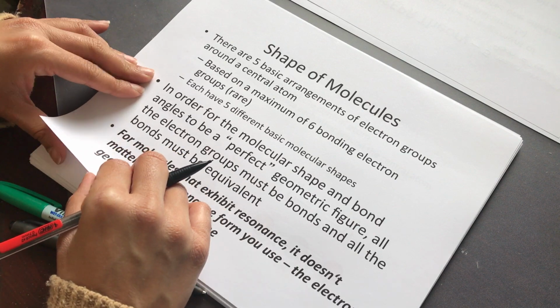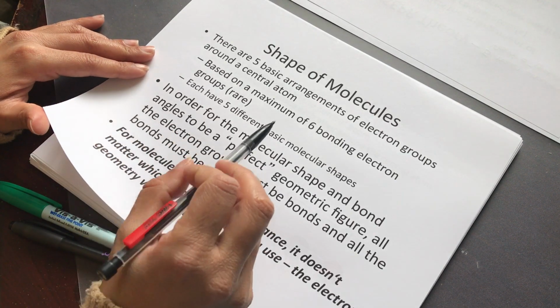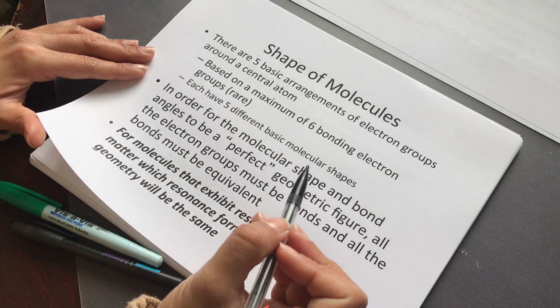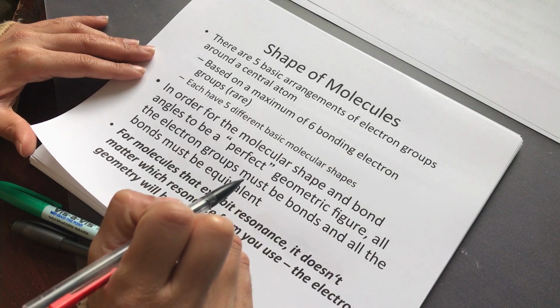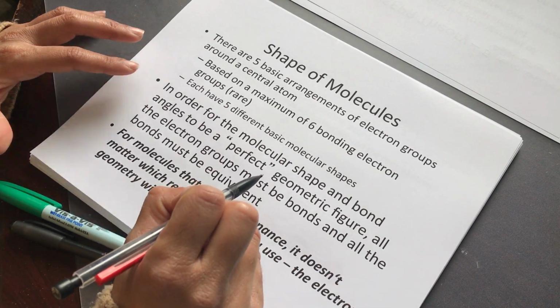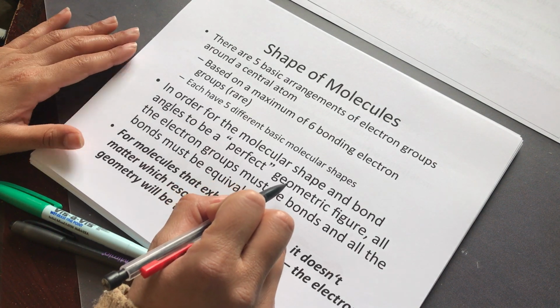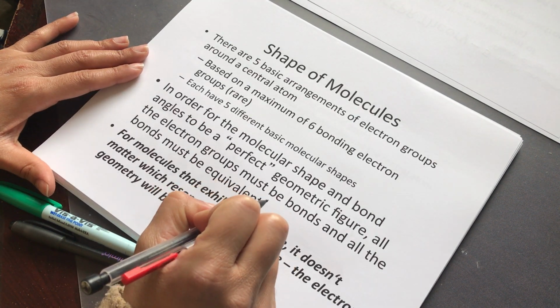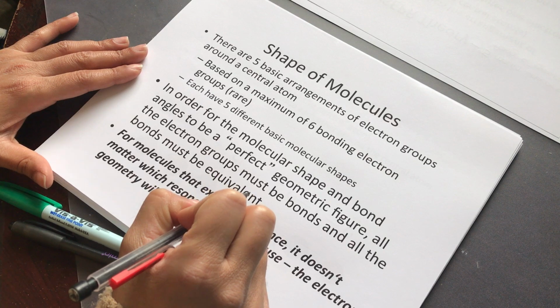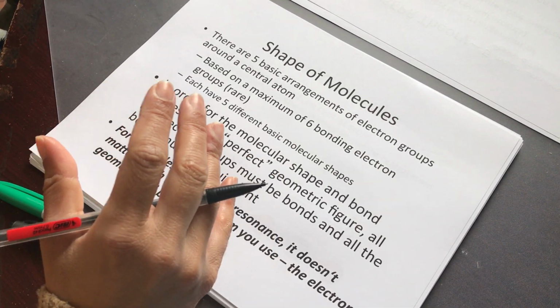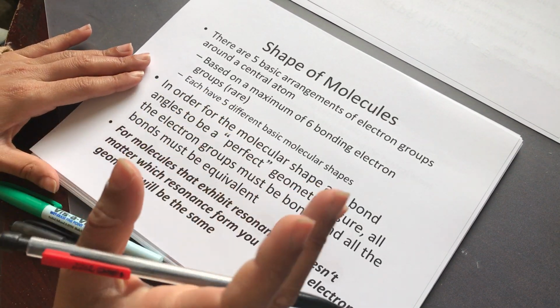Based on a maximum of 6 bonding electron groups, which is really rare but exists, each has 5 different basic molecular shapes. In order for the molecular shape and bond angles to be perfect, all the electron groups must be bonds and all the bonds must be equivalent. So basically everything has to work out to satisfy the octet and the appropriate angles.